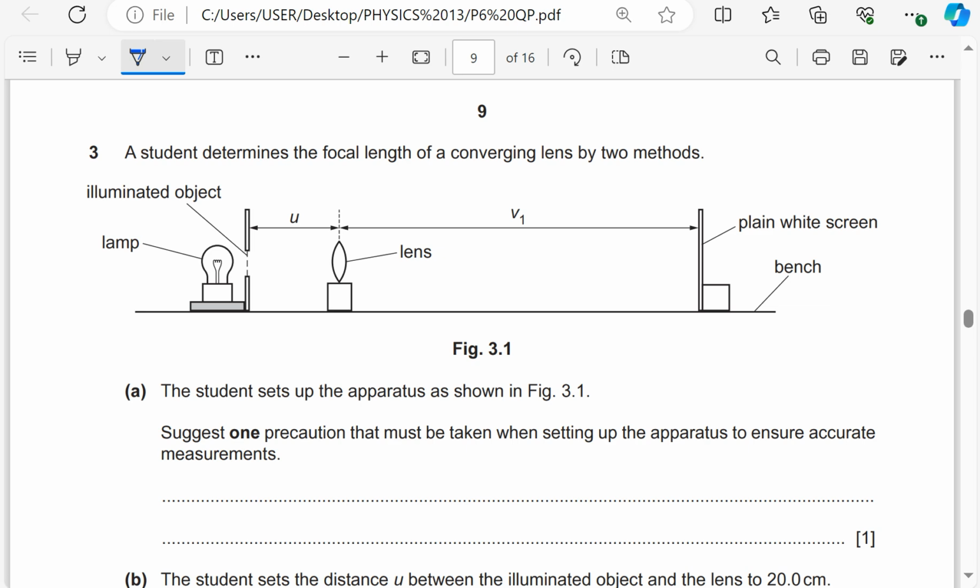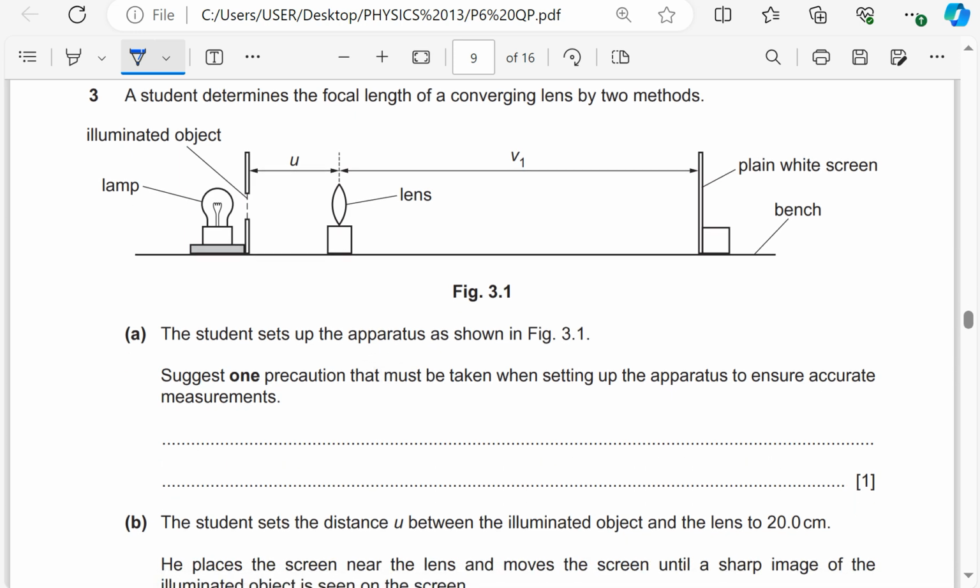Question 3, a student determines the focal length of a converging lens by two methods. We have the diagram here. The student sets up the apparatus as shown in the figure. Suggest one precaution that must be taken when setting up the apparatus to ensure accurate measurement.